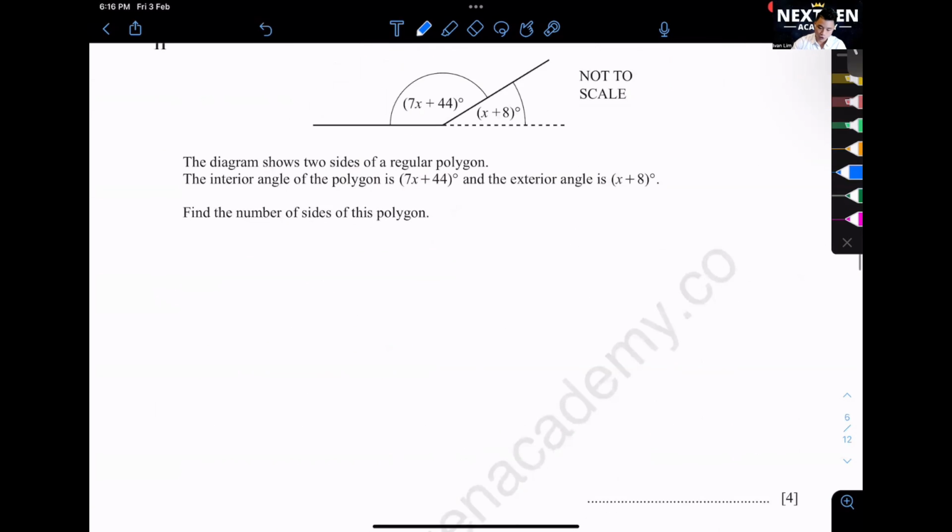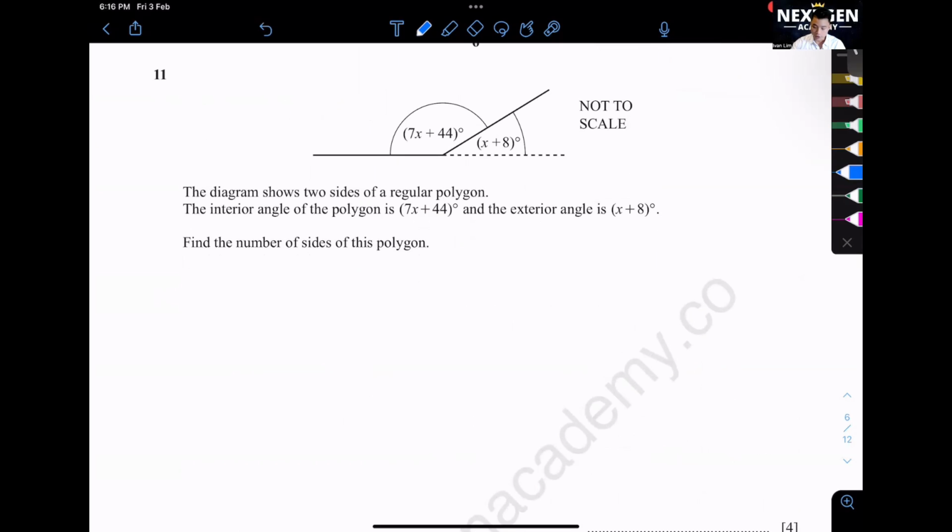Okay, let's move on. Question 11. The diagram shows two sides of a regular polygon. Interior angle is 7x plus 44. Exterior is x plus 8. Okay, find the number of sides of this polygon.